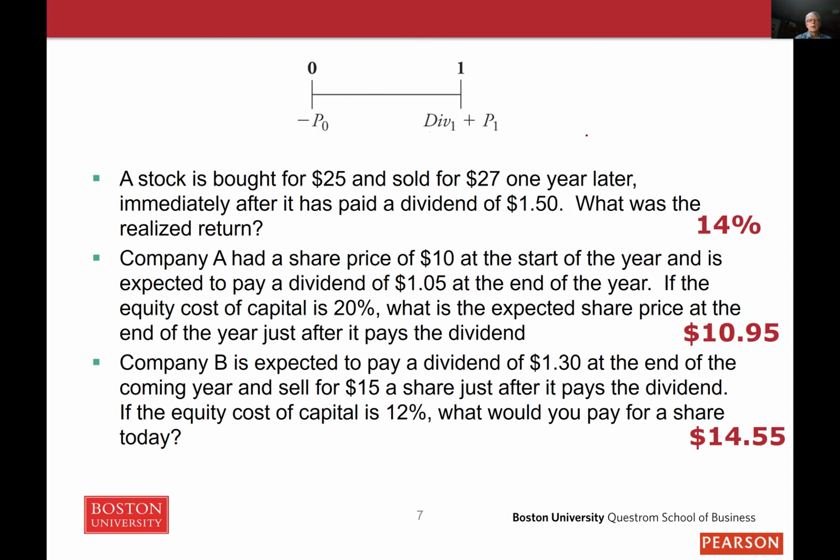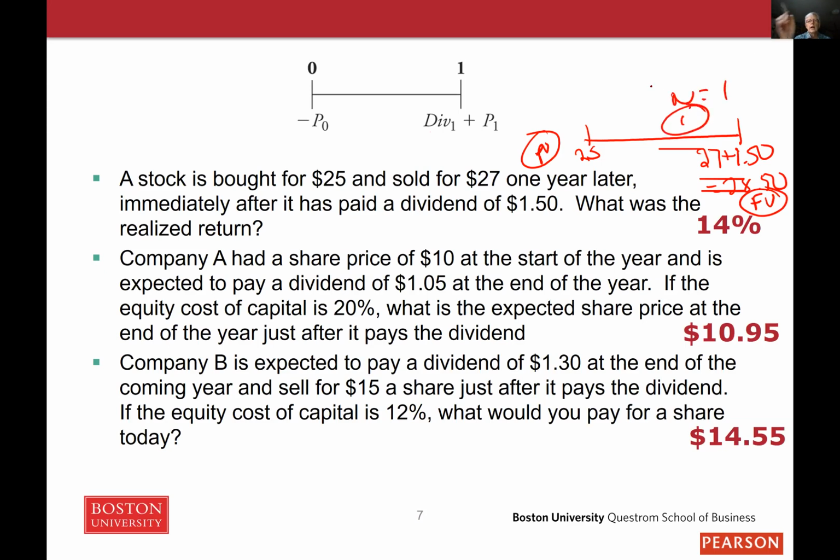So for this first one, you have $25 here. You have 27 plus $1 plus $1.50 dividend here, which equals $28.50. So this is your present value. This is your future value. N equals 1. And you solve for I.